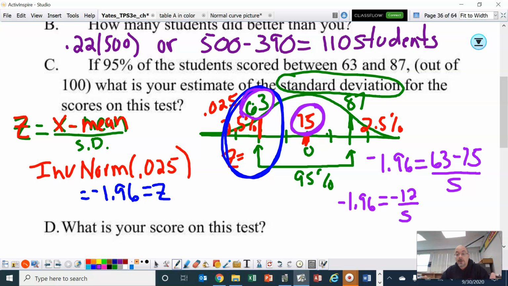This is all algebra. I'm going to solve for S. So S is going to equal negative 12 divided by negative 1.96. Okay, I hope you know what I did there. I multiplied both sides by S and I divided both sides by negative 1.96. All right, so now I'm going to go ahead and type this in and see what we get. So we got negative 12 divided by negative 1.96, and we end up with 6. We're going to say, let's just round it to 6. Okay, so the standard deviation is approximately 6.